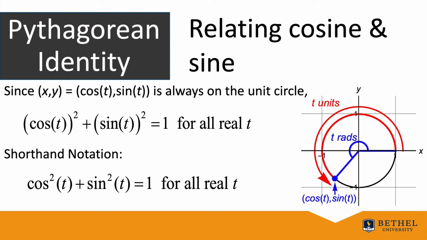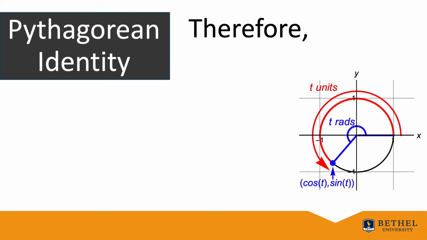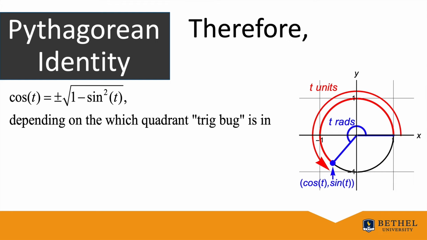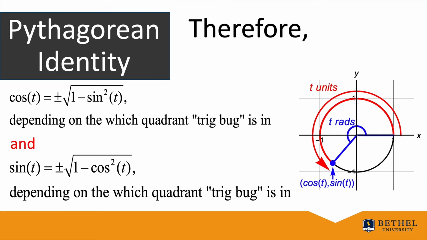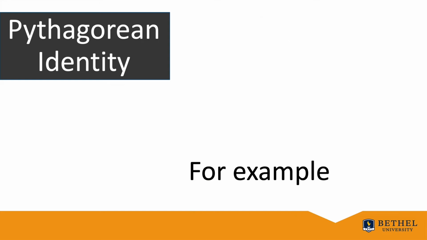In fact, you may already know that the parentheses around the t's are optional as well, but I like to use them. Therefore, we can solve the Pythagorean identity for either cosine or sine as long as we take into account plus or minus square roots. We can say cosine of t is plus or minus square root of 1 minus sine squared t, depending on which quadrant our old friend Trig Bug is in, and sine of t is plus or minus square root of 1 minus cos squared t, again, depending on which quadrant Trig Bug is in. If Trig Bug is in the third quadrant as shown, then both coordinates are negative and negative signs would be used in both cases.